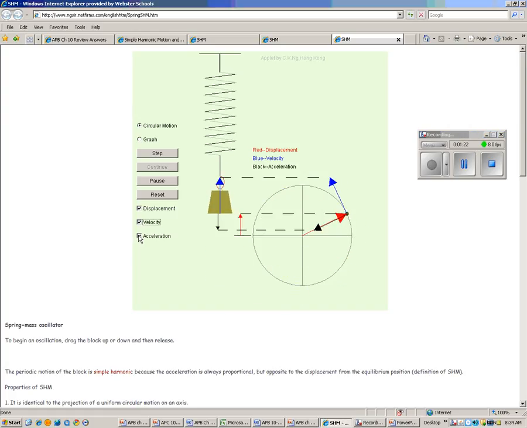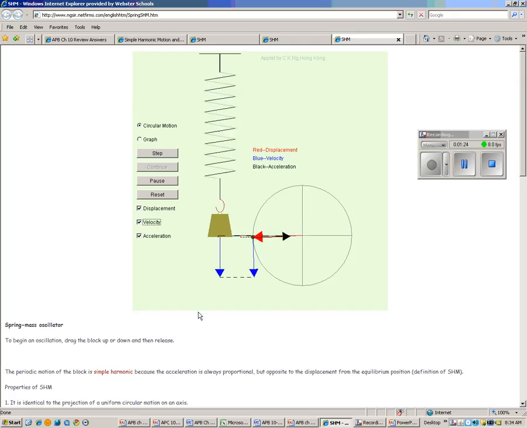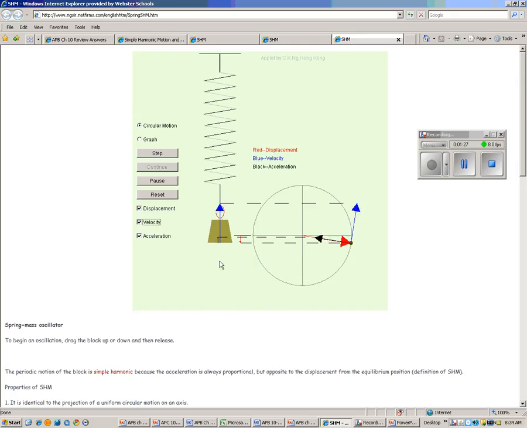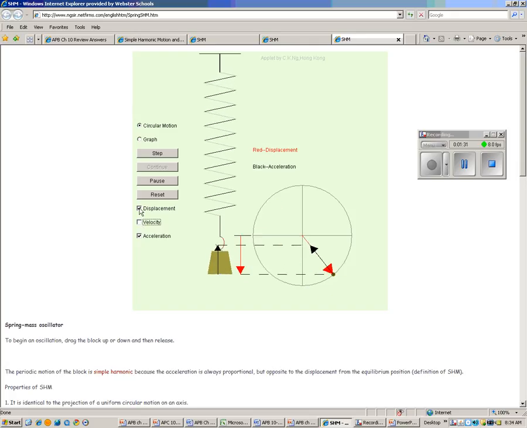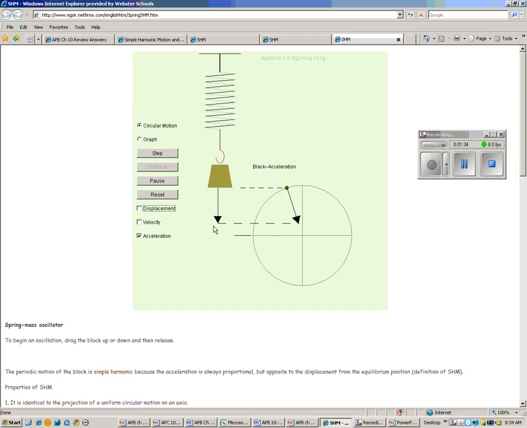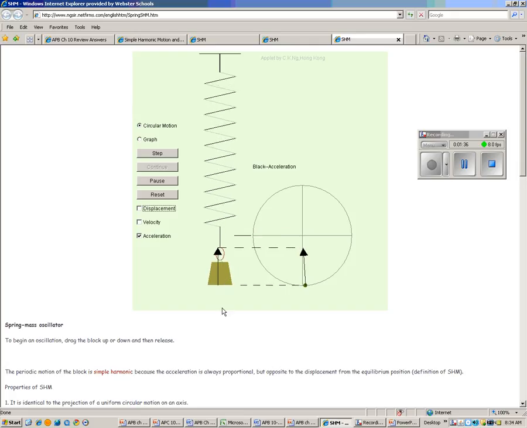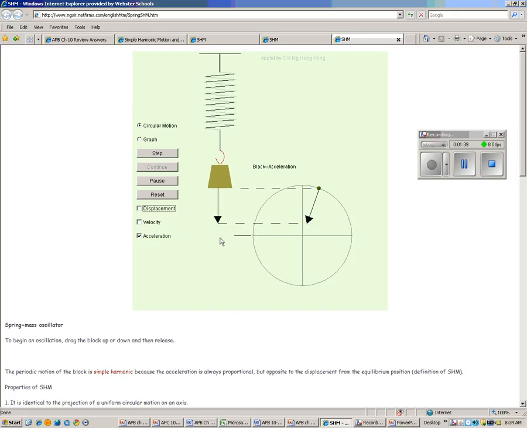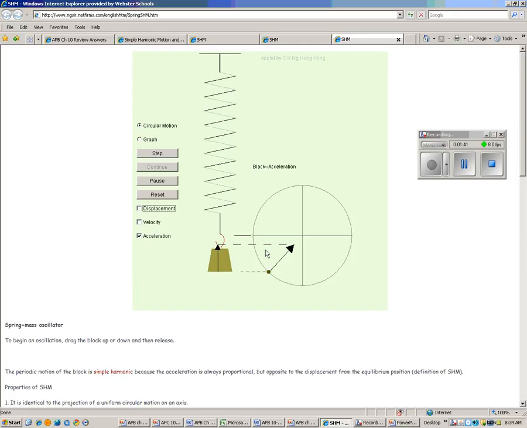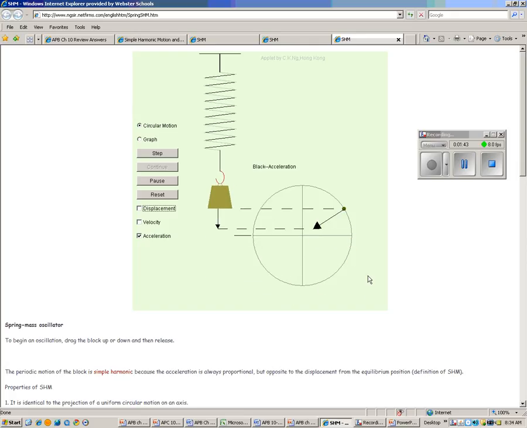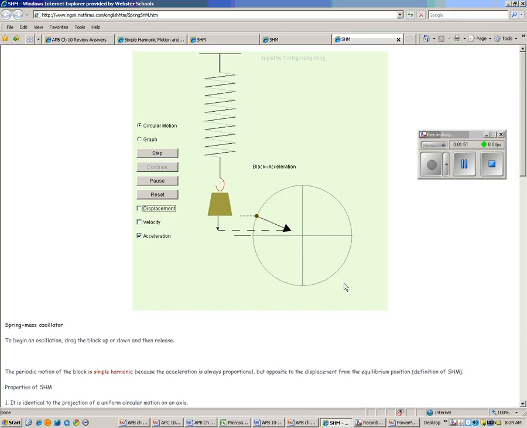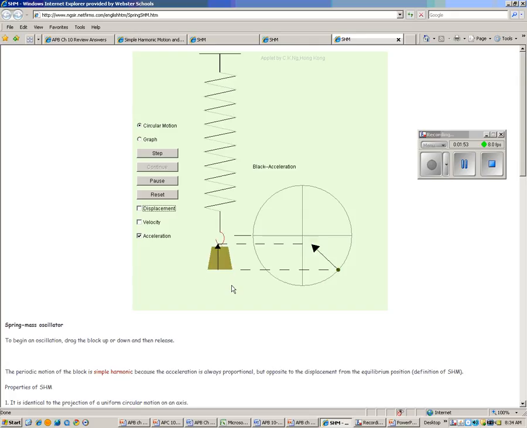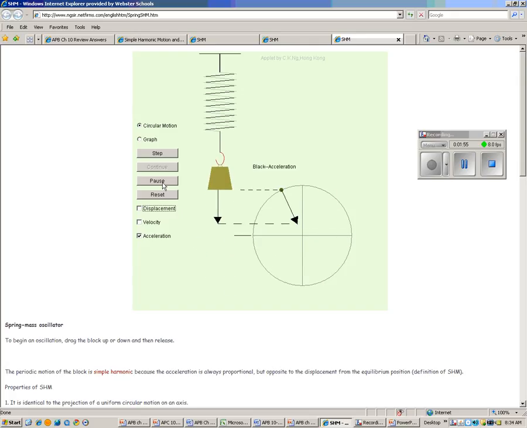Now if I throw the acceleration vector on, it's similar to the displacement where its maximum is at the end point. So the acceleration is maximum at the ends, and zero in the middle. Acceleration is zero in the middle, maximum at the ends. In the circle, again, the acceleration is constant the whole time. So we're going to have some equations that we're going to use today that relate simple harmonic motion to circular motion. It allows us to solve some simple harmonic motion equations.